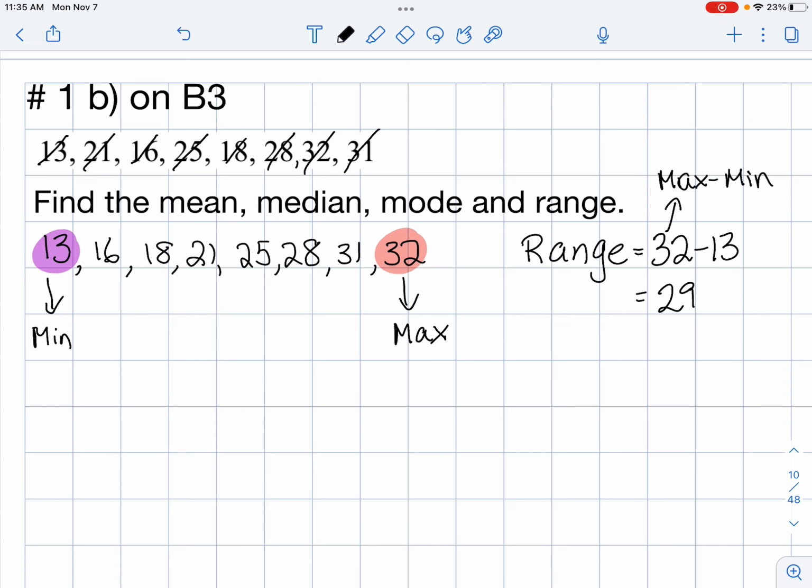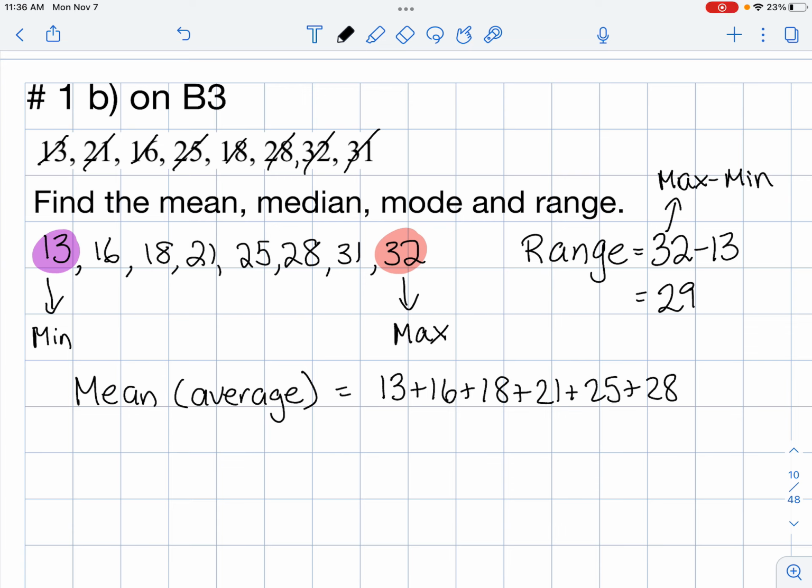The first one I'm going to talk about is the mean. So the mean is also called the average. And what you want to do for that is add up all of the numbers in your list and divide by the number of entries that you have. So here we have 8 numbers. So I'm going to start by finding the sum of all of the numbers in the list. So just add those numbers up.